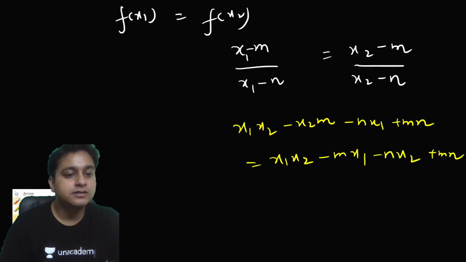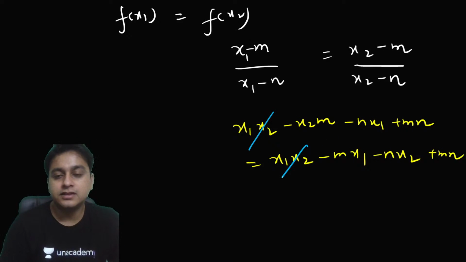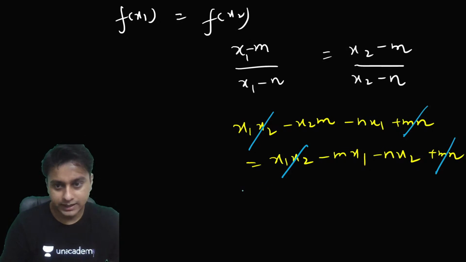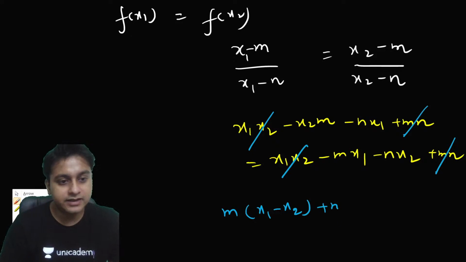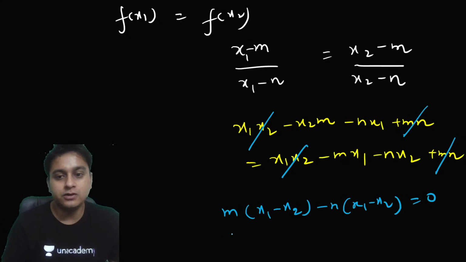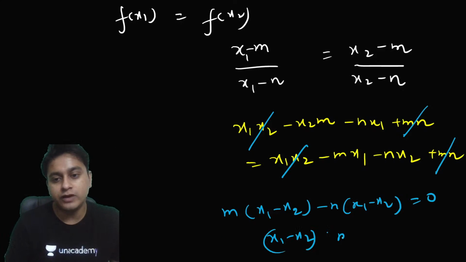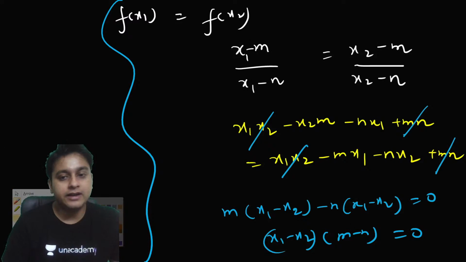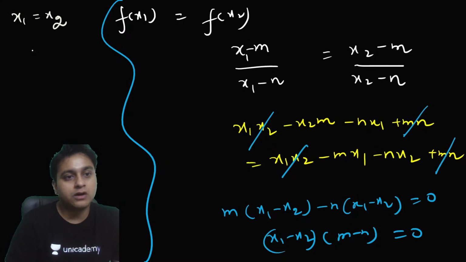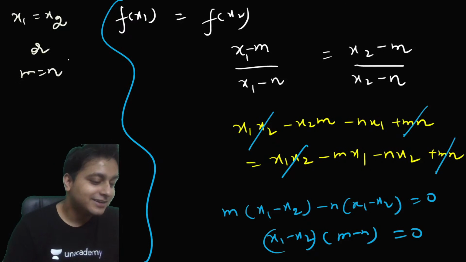So what's happening here, guys? We are getting x1 x2 cancel, mn gone. So when I bring it this side, what am I getting? m into (x1 minus x2) minus n into (x1 minus x2), right everyone? Equals 0. If you factorize it, you will get (x1 minus x2) into (m minus n) equal to 0. So what we are getting from here is x1 equals x2 or m equals n, right? We got two answers.